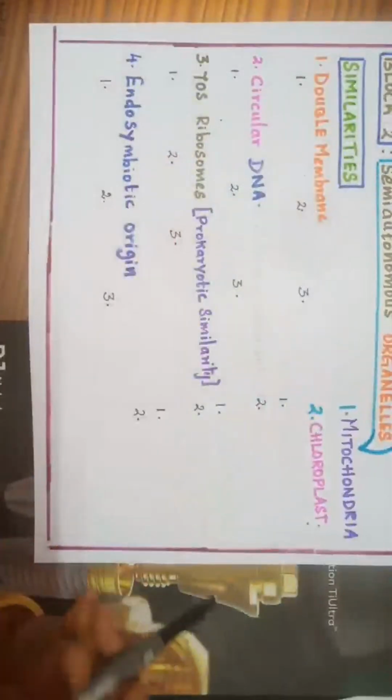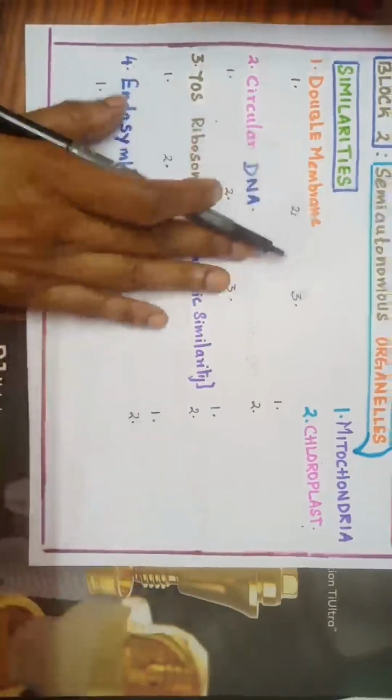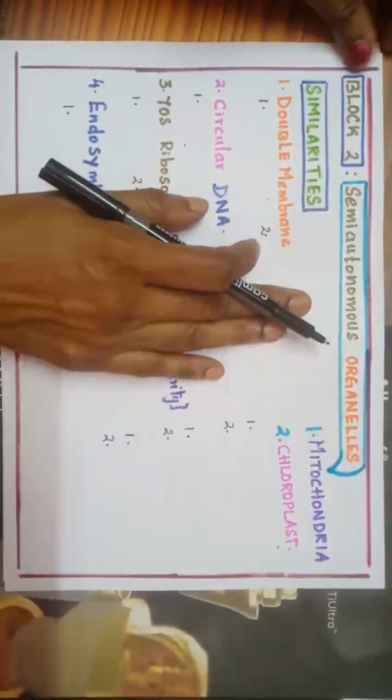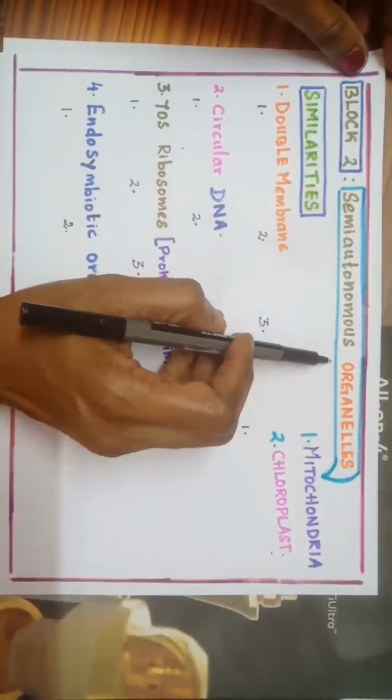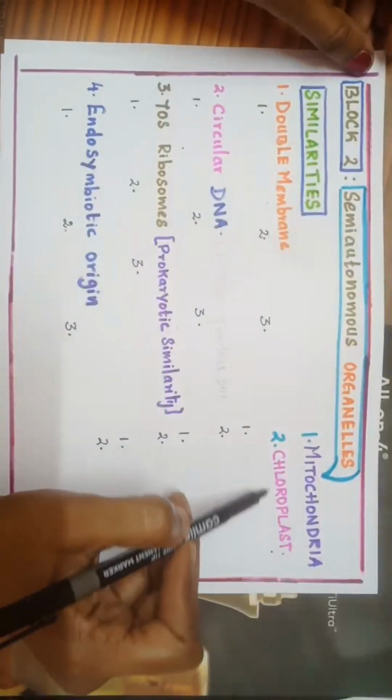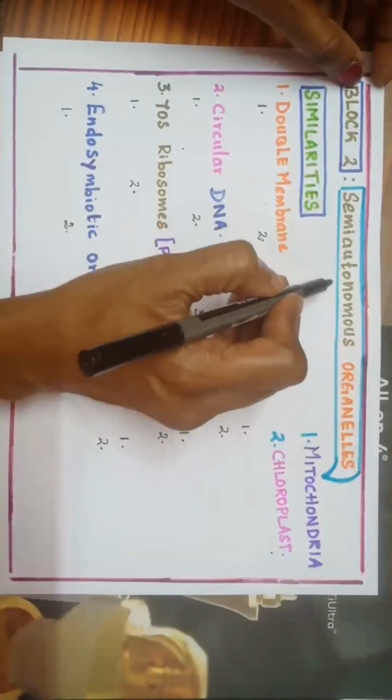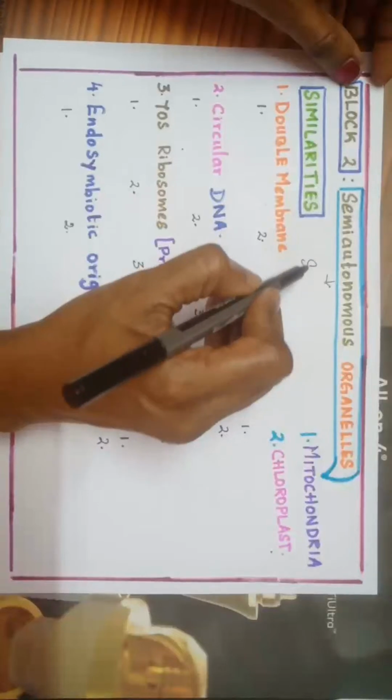Okay. Next we see block 2, that is semi-autonomous organelles. What are the two semi-autonomous organelles? That is mitochondria and chloroplast. Meaning of semi-autonomous.